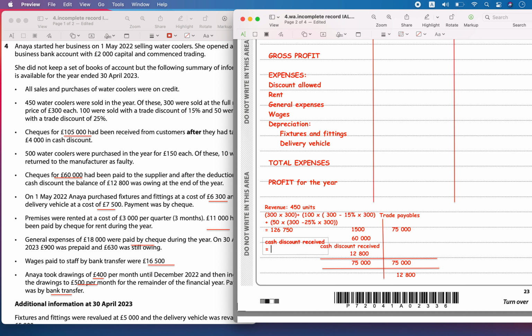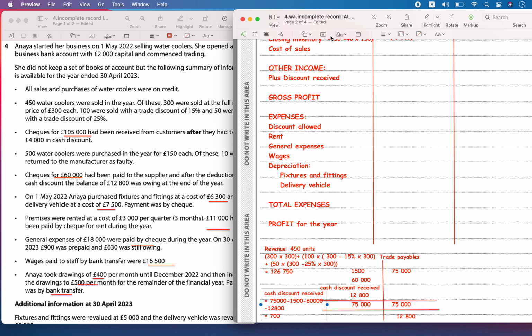received will be equal to 75,000 minus 1,500 minus 60,000 and minus 12,800. So that is equal to 700. So the business got a cash discount which becomes an income. Okay, so that is 700.